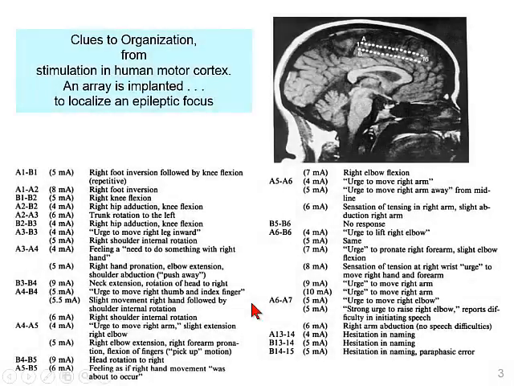Now, we already have some clues to organization of the brain from lesions and from damage, but a more recent clue to the organization of the brain comes from patients with intractable epilepsy who are not very well controlled by drugs. In this case, people implant some rather simple arrays of electrodes into the brain, in this case, in the motor cortex. And this helps to localize an epileptic focus. We haven't discussed epilepsy here.